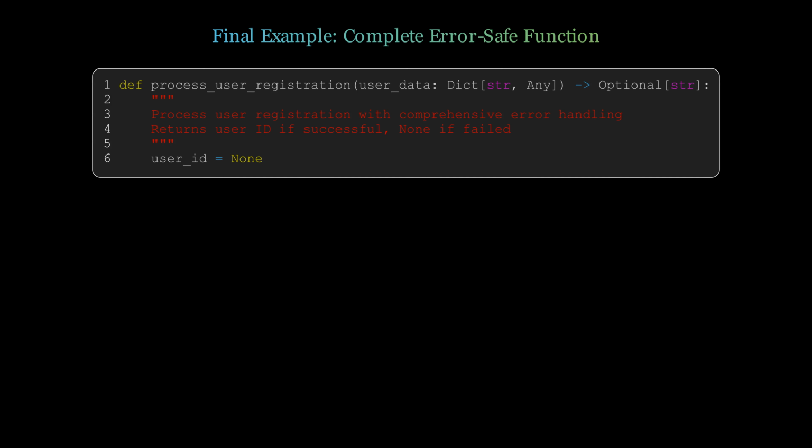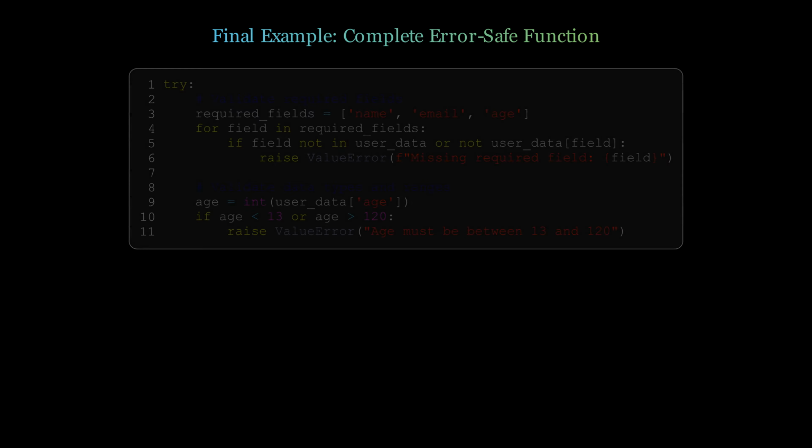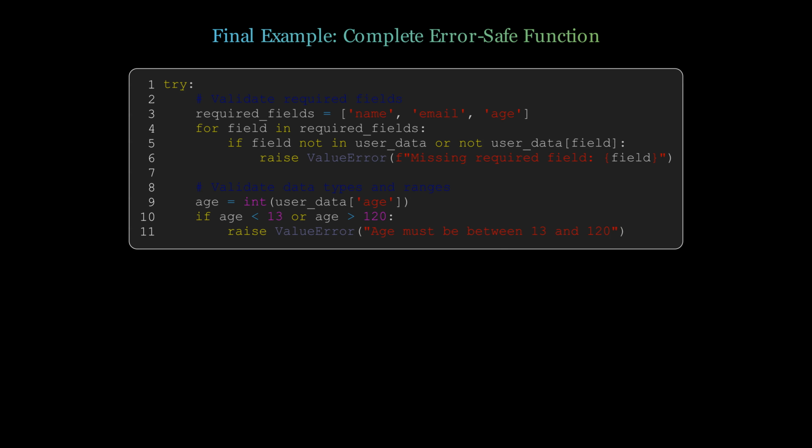We define our main function. It accepts a dictionary of user data and returns either a user ID if successful, or None if registration fails. Inside a try block, we validate the required fields: name, email, and age. We also ensure that age is between 13 and 120, raising ValueError if the data is invalid.